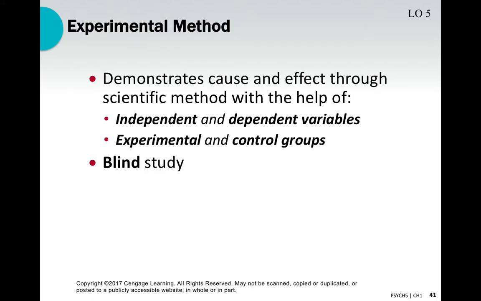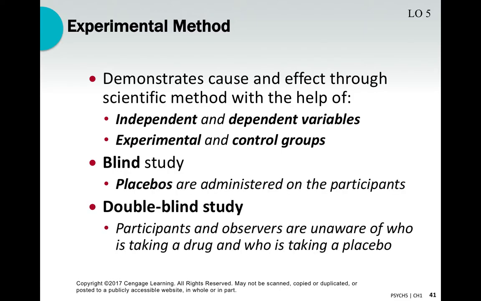The gold standard of all research in psychology is the experimental method, and this is where researchers can actually manipulate and measure variables. You have the independent variable, which is what is manipulated. So, for example, in a drug therapy, it could be getting a drug versus getting a placebo, a sugar pill, or something that's meant to trick you into thinking it's a real pill.